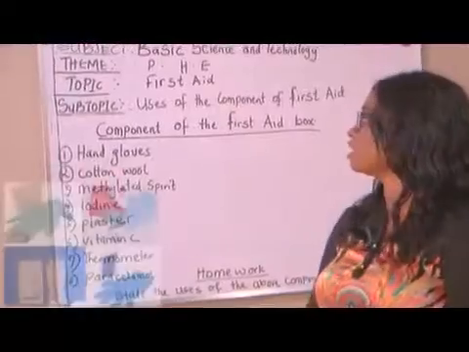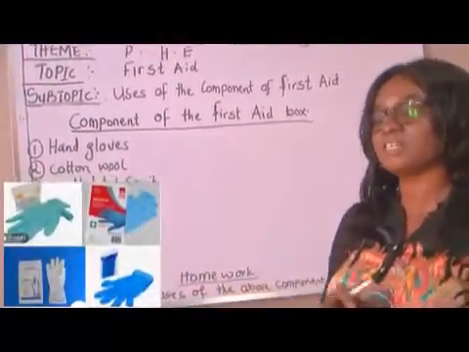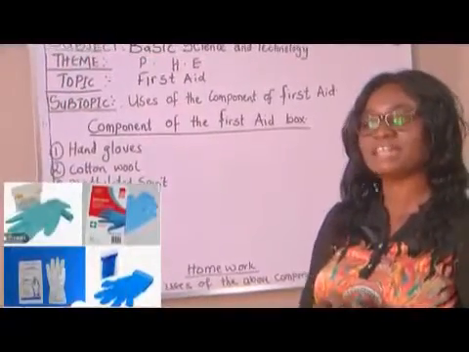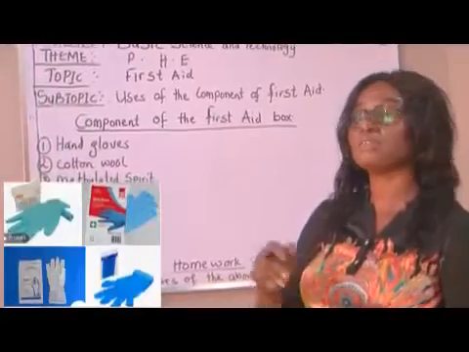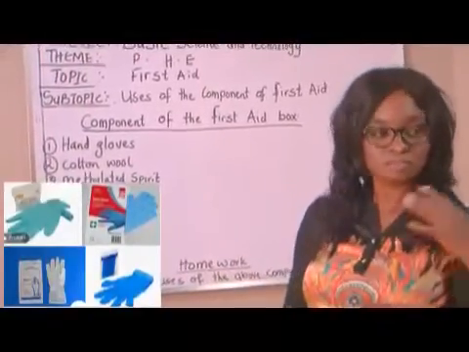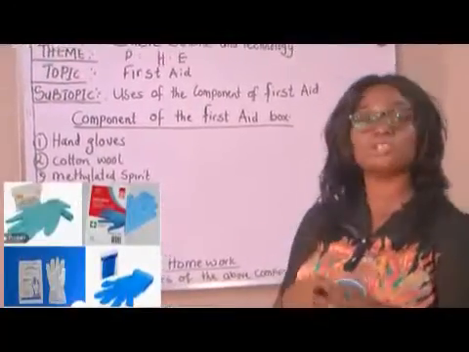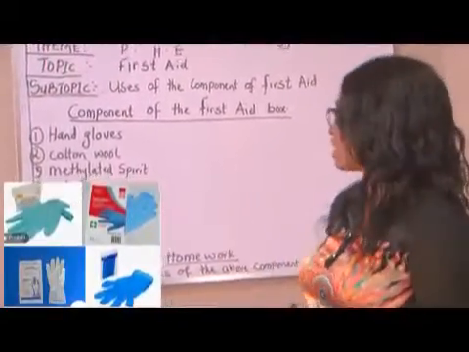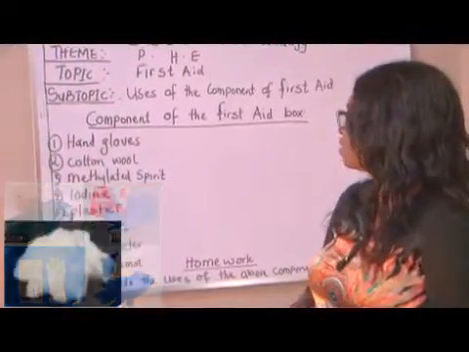Number 1, the hand gloves. Usually in the first aid box we have hand gloves inside. Most of the time we find disposable hand gloves, because it's not advisable to use the glove you've used for one person on another person. So the moment you're done with the gloves, you remove and discard them and pick another one in case there's another incident.